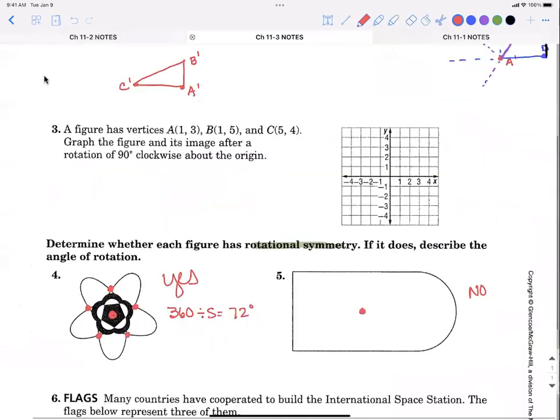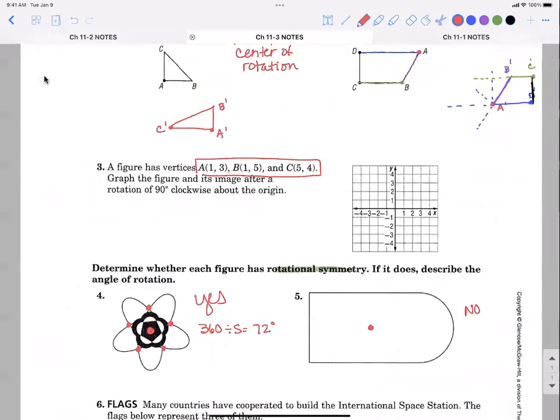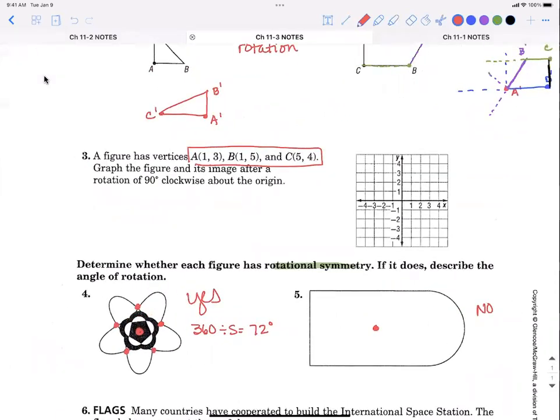On your homework, all I want you to do for 3, we're going to actually visit 3 tomorrow. All I want you to do for 3 right now is graph this original image on your homework. I don't want you to worry about doing the rotation around the origin. So on 11.2, do them all. On 11.3, do most of them, but except for number 3, skip the rotation part, because I'm going to talk to you tomorrow about how to do that rotation.